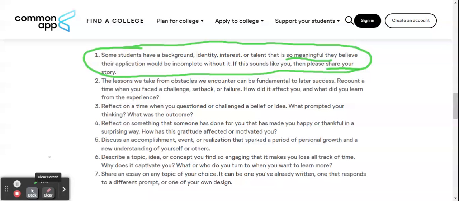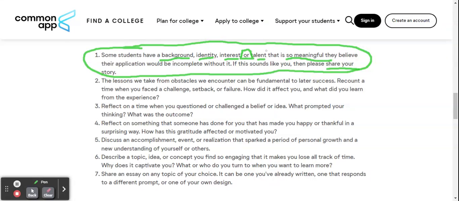And again, notice how it says so meaningful, that it embraces really who you are because of one of these. And notice how they use the word or. So it's not and, it's an or. And that's letting you know, pick one of these, not more than one. A lot of times students misinterpret the prompt. This is not about you having to talk about all 4 of these. It's background, identity, interest, or talent. So pick one.